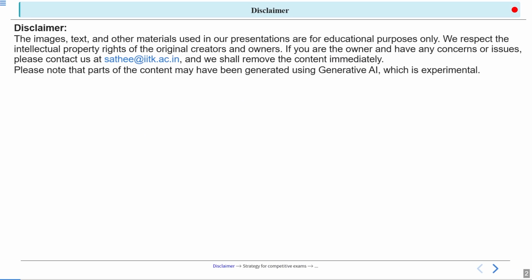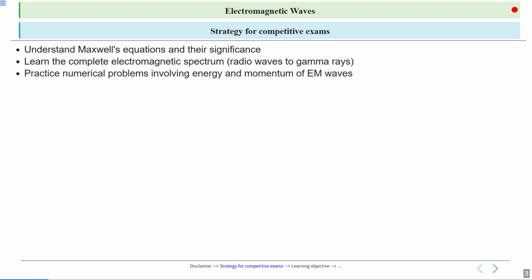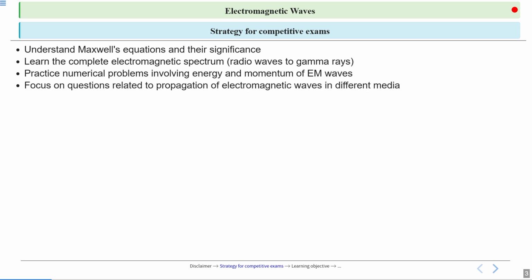This is the disclaimer. Strategy for competitive exams for this chapter, electromagnetic waves: you have to understand Maxwell's equations and their significance. Learn the complete electromagnetic spectrum, radio waves to gamma rays. You may have discussed or learned this electromagnetic spectrum in chemistry also. Practice numerical problems involving energy and momentum of EM waves. Focus on questions related to propagation of electromagnetic waves in different media.